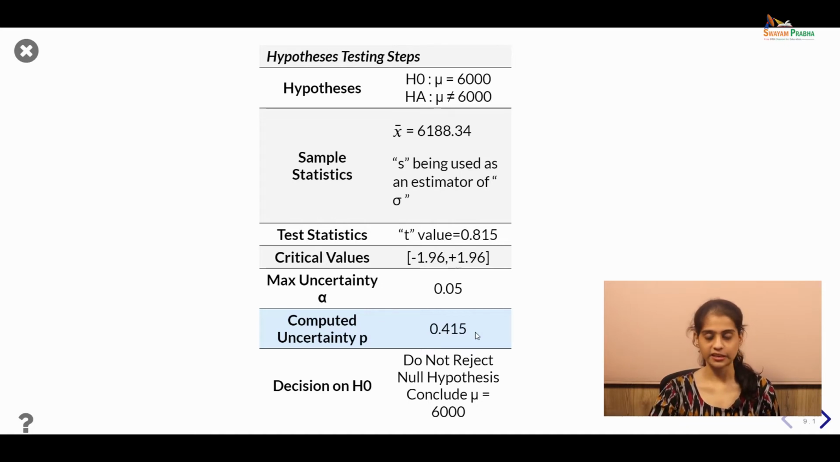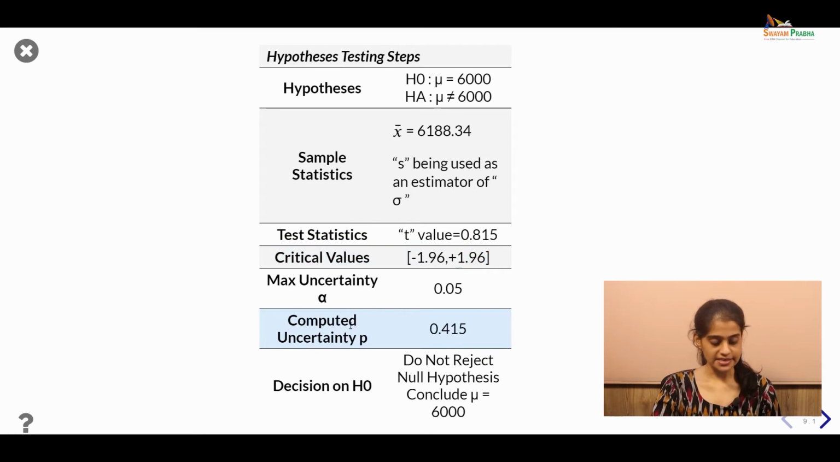So let's take each of these values and check what decision we are going to draw. There are two ways to come to a conclusion. You can either use the test statistic or you can use the p value. The test statistic is the t statistic and its value is 0.815. If this value lies within the critical value limit, then you don't have enough evidence to reject your H0, so you fail to reject H0. However, if it's outside this critical value limit, then you can reject H0.